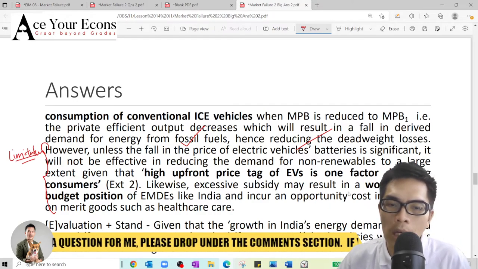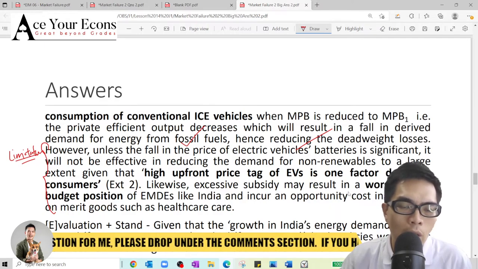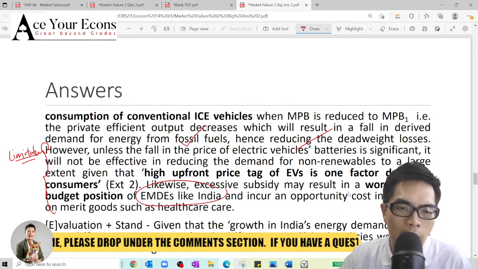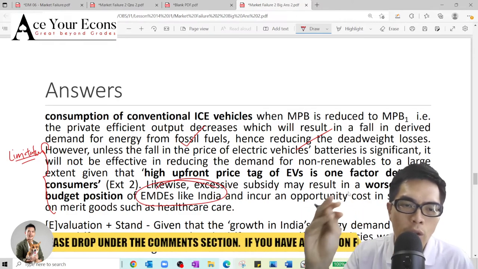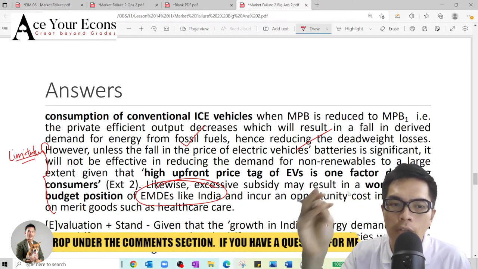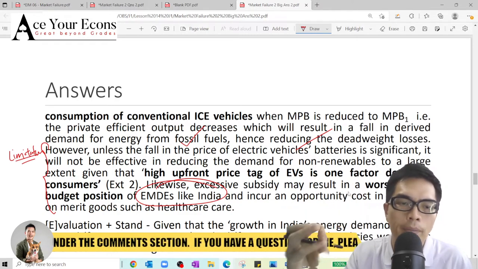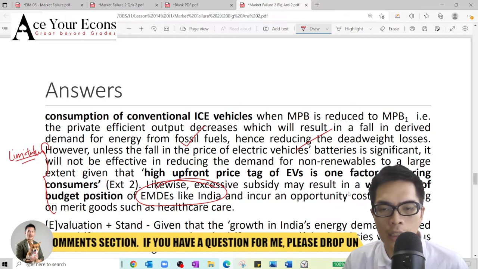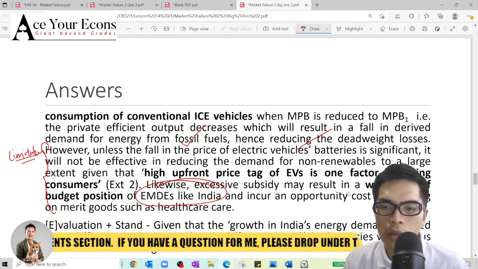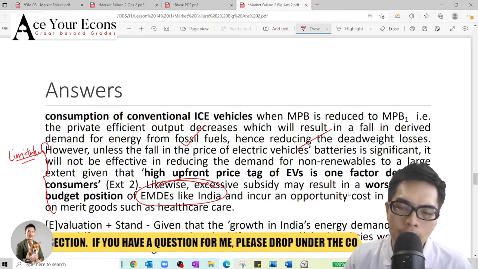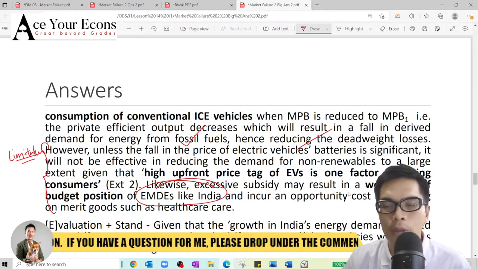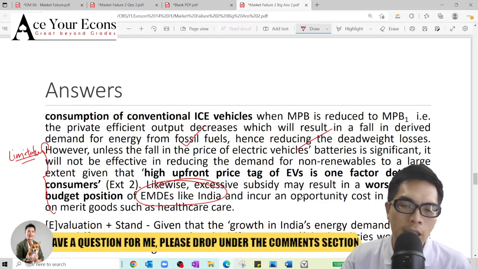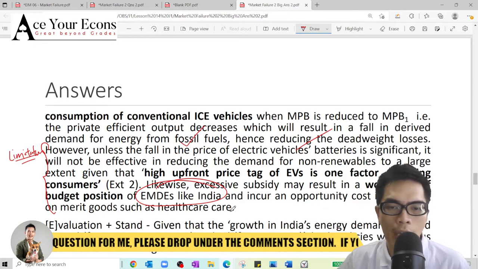You can also talk about worsening of budget position. The whole idea is this. The extract gives you emerging market and developing economies like India, right? These countries are known to be developing countries, and developing countries are known to be poor. So they may not be able to subsidize electric vehicles of this magnitude. And even if they were to, this will incur an opportunity cost in other areas. When you spend on subsidizing EVs, you are going to deprive other areas such as healthcare.